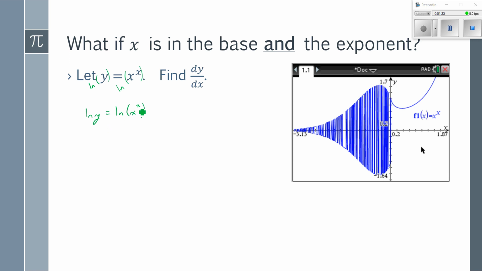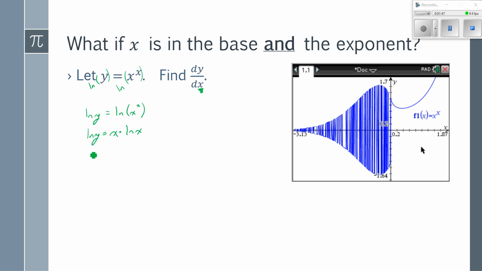I can now use a property of logarithms, the power property, and pull that x that's in the exponent out in front. And this has now become an implicit differentiation problem where I'm doing a product rule. So x is my independent variable, so anything that is not an x is going to require the chain rule.